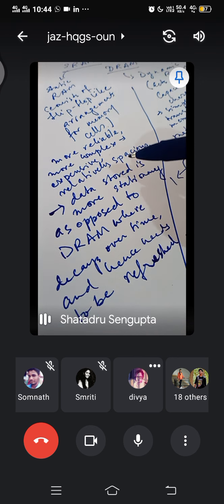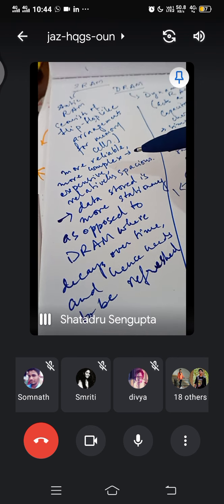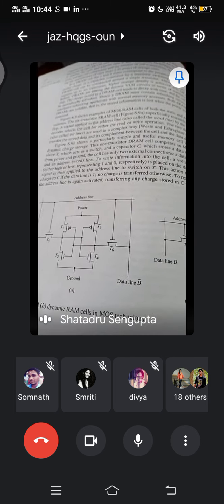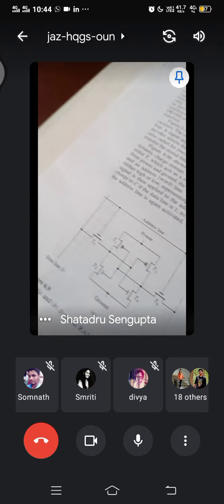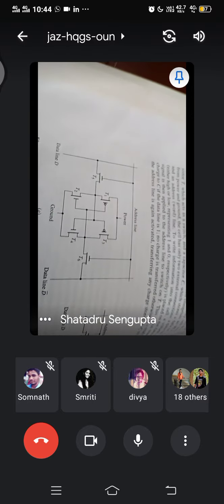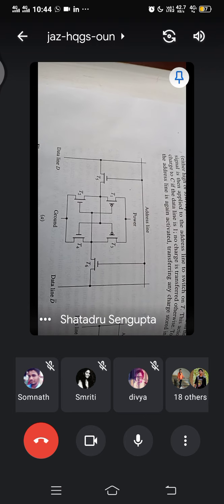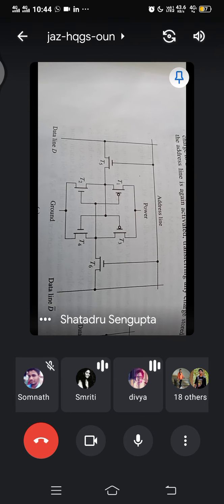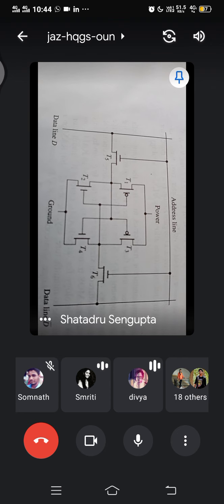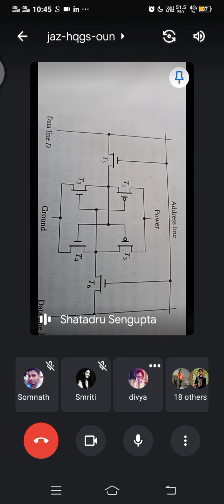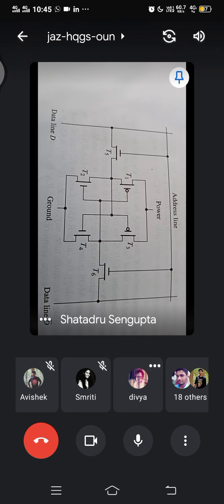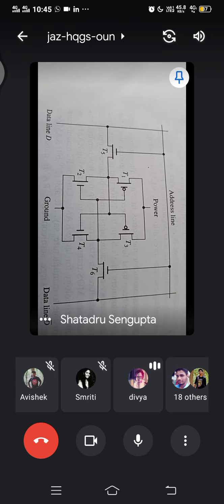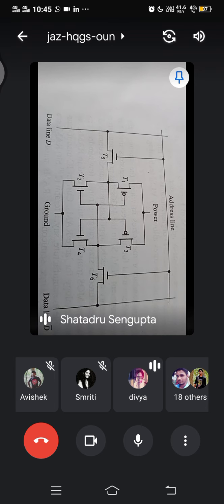Anyways, let me just explain this. So, because of this arrangement... just a sec. Now can you see? No, no. Here. Can you see now? Yeah, yeah. I'll explain the diagram.